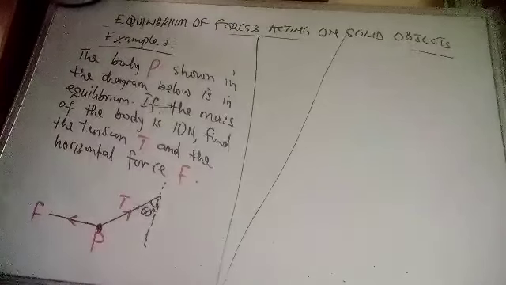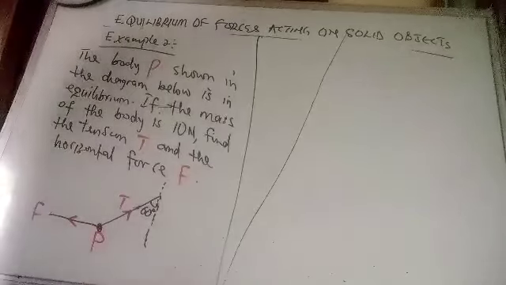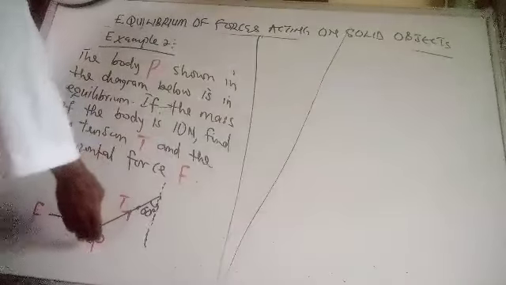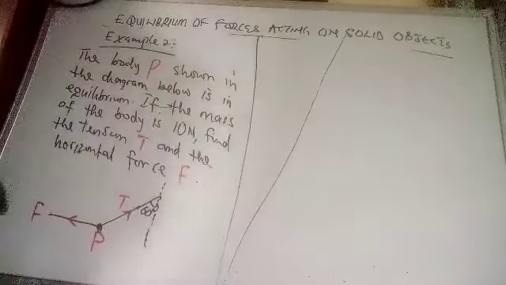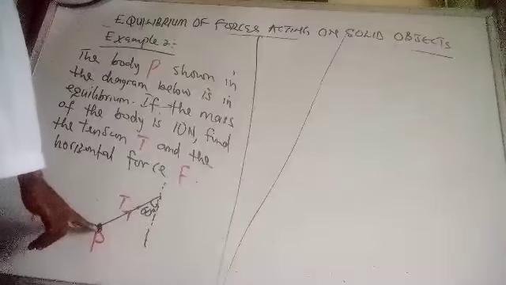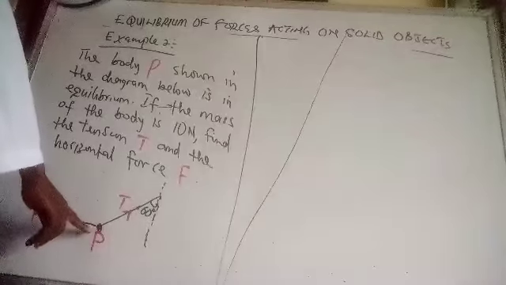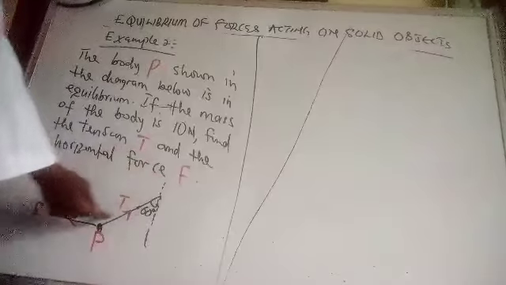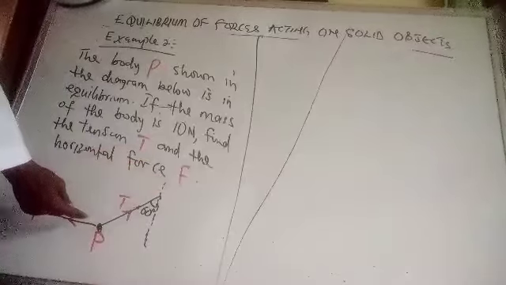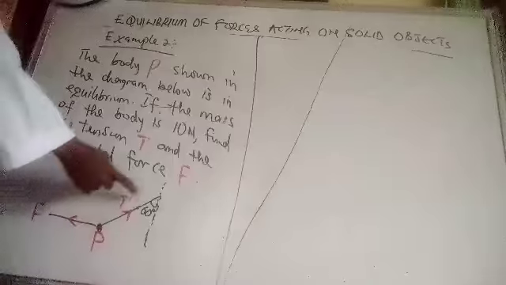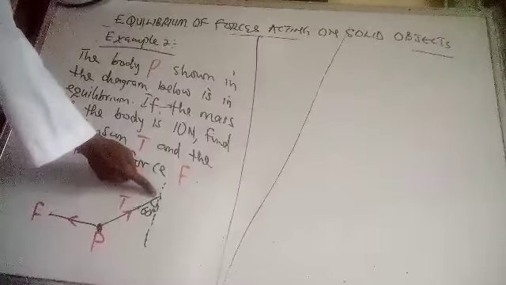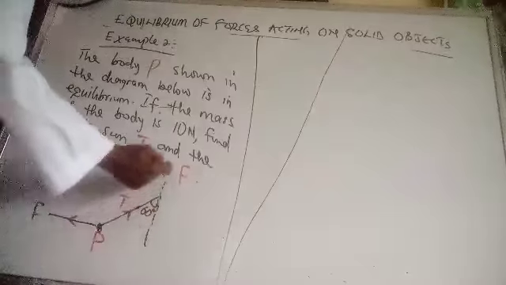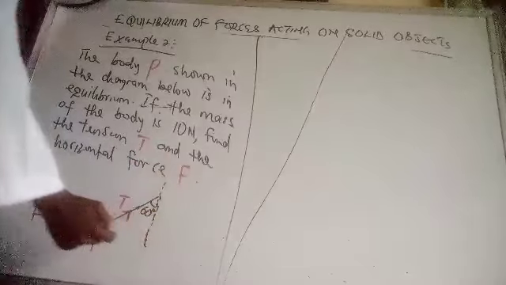This is another example on the application of triangle law of forces. We have a diagram already given. This is the body P. This dot represents the body P. This is the rope that is attached to the body and tied somewhere here. And the rope is making angle 60 degrees with this vertical line.